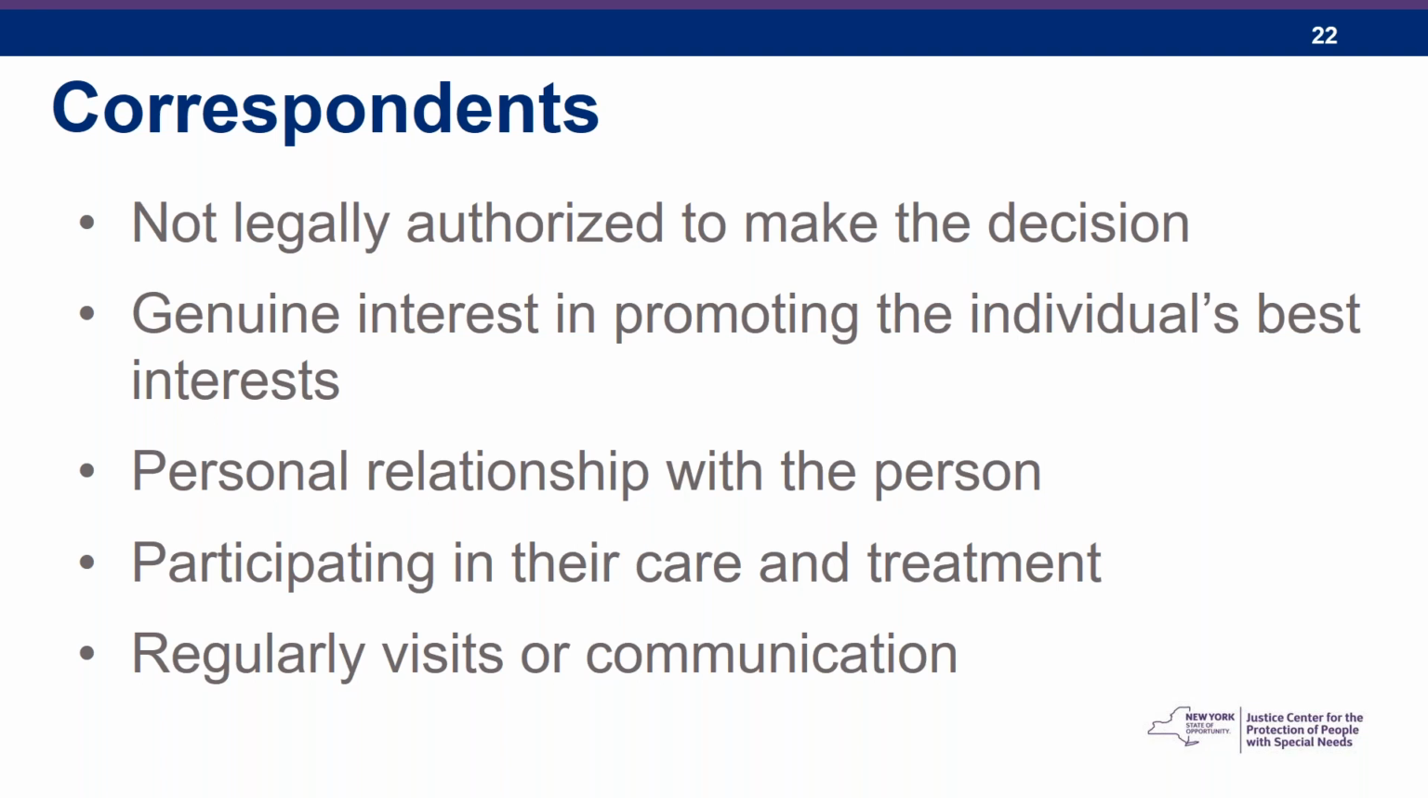We're looking at how this is going to be in the best interest of this particular individual. So a correspondent is someone who really has a genuine interest in promoting the individual's best interests, either in advocating for the procedure or an alternative. It's someone that has a personal relationship with the person and understands them. It could also be someone who participates in their care and treatment. So that might actually be a sibling or a family member, someone who could be a surrogate who chooses not to be. So this is the situation where you have a family member who maybe doesn't want to make the decision.